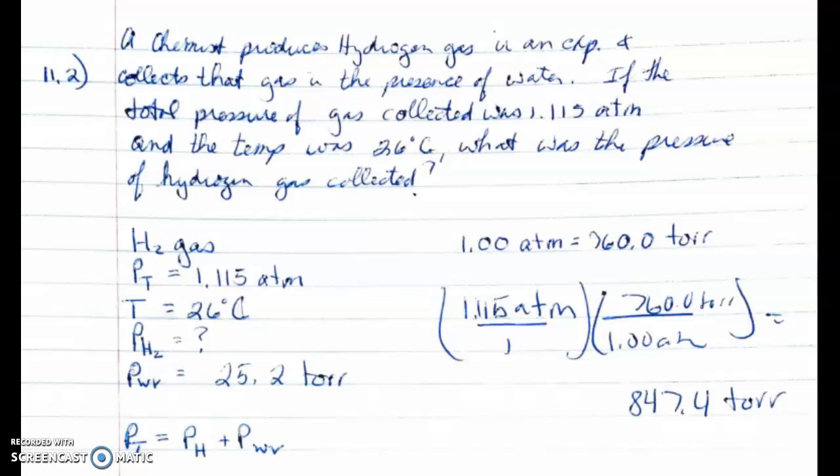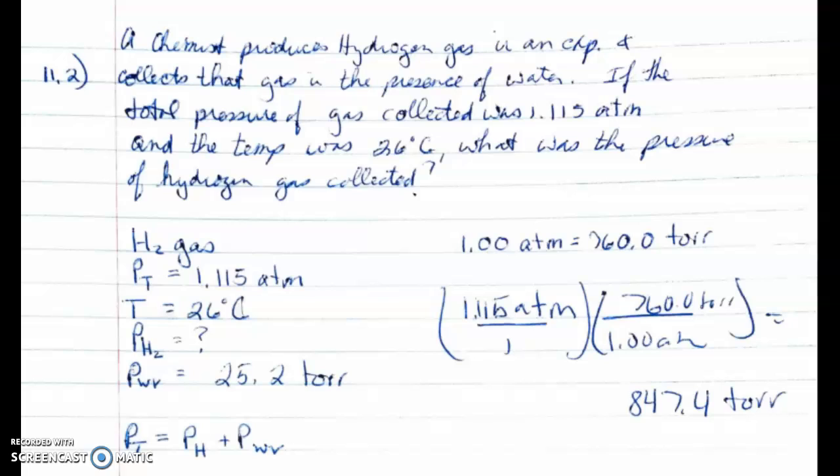This is problem 11.2 from chemistry. A chemist produces hydrogen gas in an experiment and collects that gas in the presence of water. If the total pressure of gas collected was 1.115 atmospheres and the temperature was 26 degrees Celsius, what was the pressure of hydrogen gas collected?